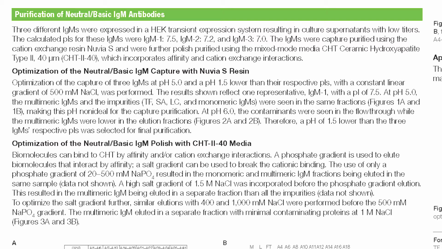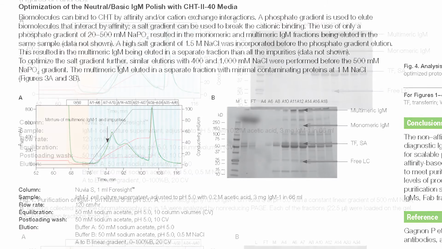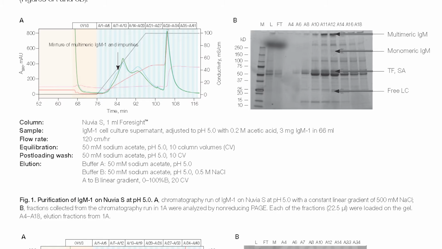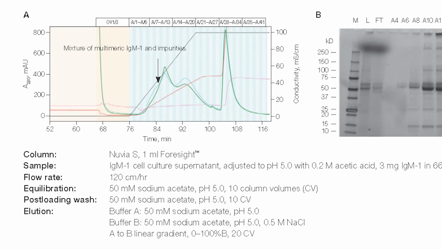What we are showing here is first a capture step with a high capacity cation exchanger, which is followed by a polishing step with a very selective multimodal resin, the ceramic hydroxyapatite. In figure 1 we are presenting a first capture development with the Nuvia S high capacity resin. In this case we were working with a constant pH of 5.0, and what you can see is a typical profile for this type of capture.